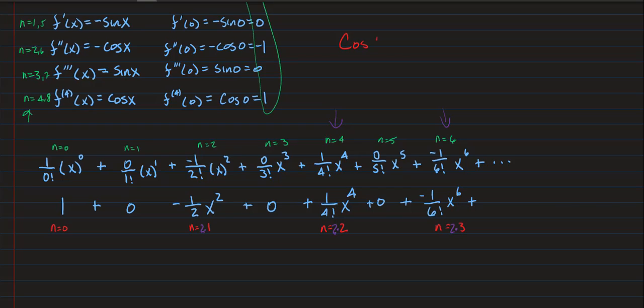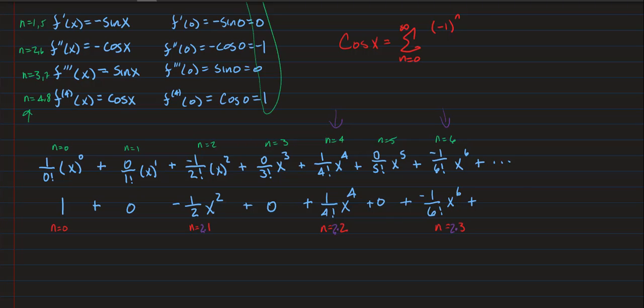So cosine x is going to be equal to the series that goes from n equals 0 to infinity of, my constant is going to oscillate. It's going to be a positive, negative, positive, negative. So I need negative 1 raised to a power of n because I want the first term to be positive, and when n is equal to 0, that will be positive.